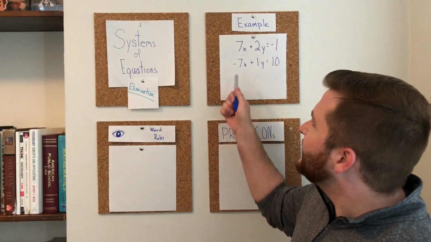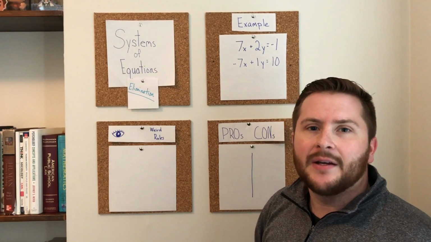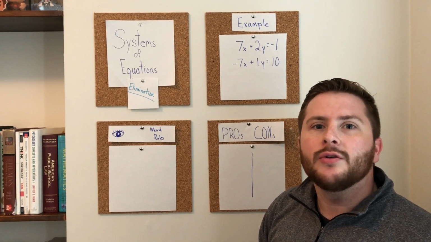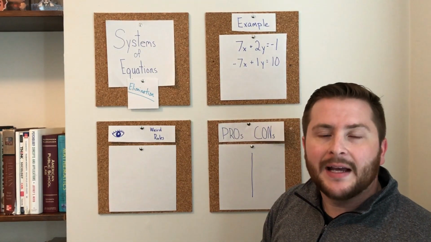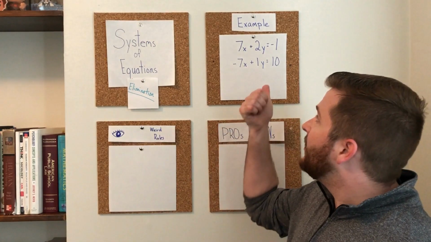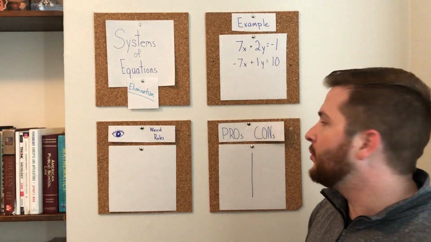Since one 7 is a negative number, ask yourself, if you were to eliminate it or get 0, how would you eliminate 7 and -7? Would you add them together or would you subtract them? 7 plus -7 is 0, therefore it's eliminated. So you're going to treat both of these equations as one big addition problem.